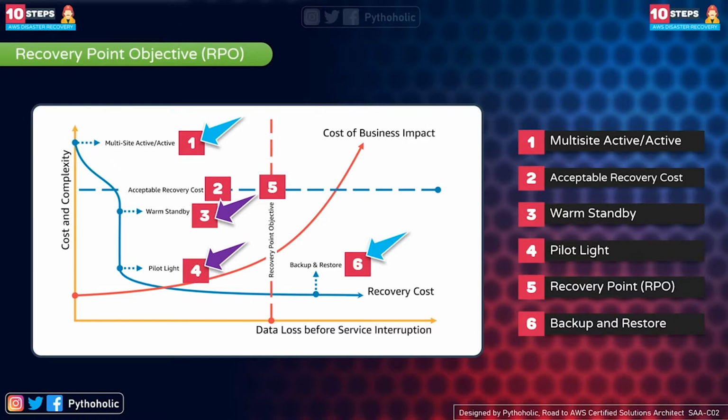So here we have the graph of cost and complexity versus data loss before service interruption. Remember this point very carefully. We are talking about data loss before service interruption. So having said that, we all know that with multi-site active-active, you get near zero data loss because you have near real-time data replication.